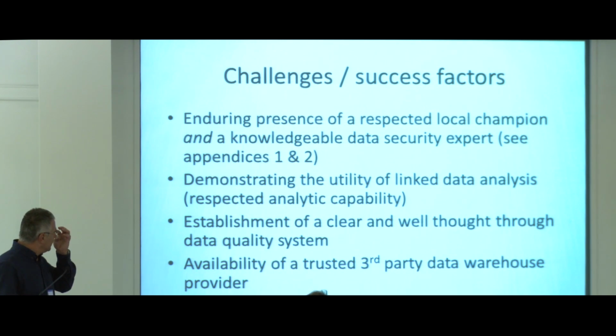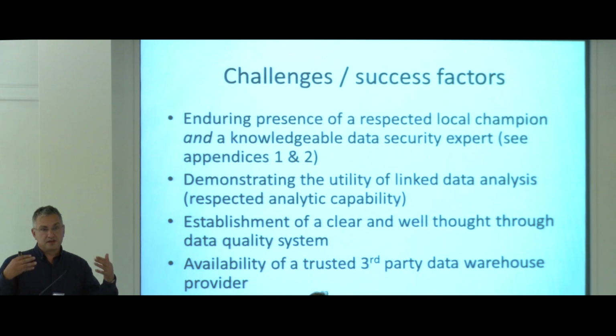And then finally, the availability of a trusted third-party data warehouse team. We work with the Kent and Medway Health Informatics Service. This is a third-party warehouse, which is the conduit for all of the data flows. And these have expert skills in data manipulation, programming, and of course, data linkage.